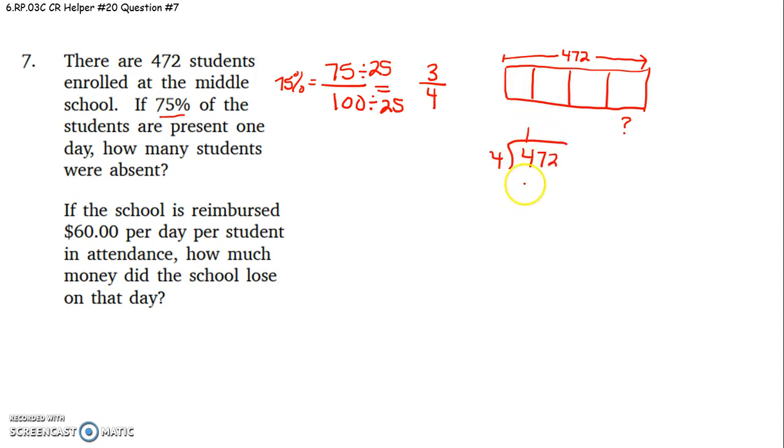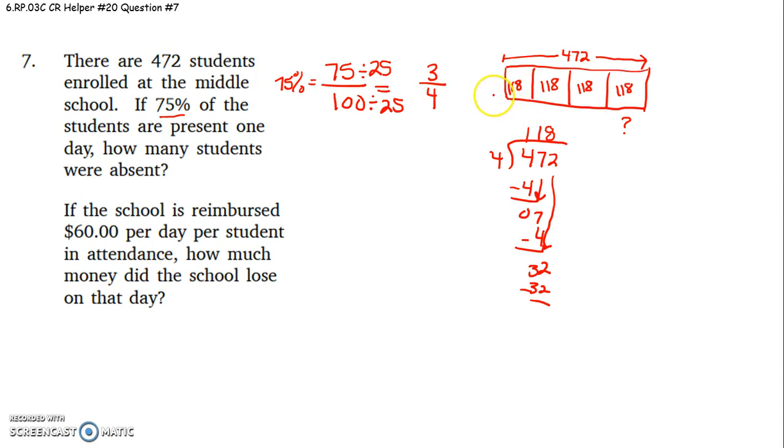4 goes into 4 once. 1 times 4 is 4. Subtract off. Drag down your 7. 4 goes into 7 once. 1 times 4 is 4. Subtract off. 3. Drag down your 2. 4 goes into 32 8 times. 8 times 4 is 32. So in each fourth, or 25%, every 25% has 118 students.